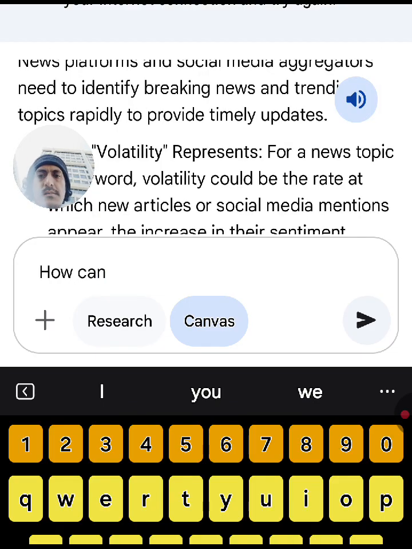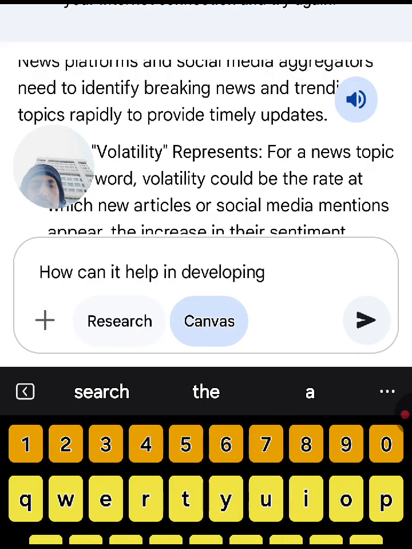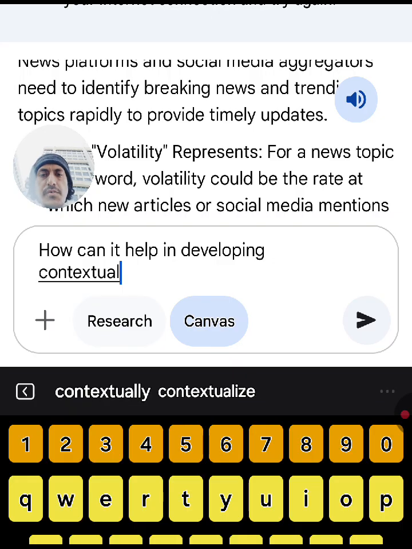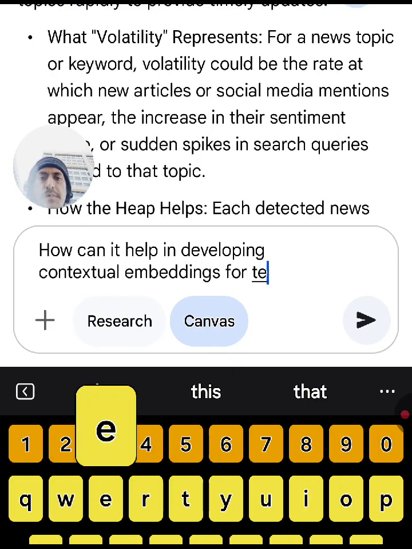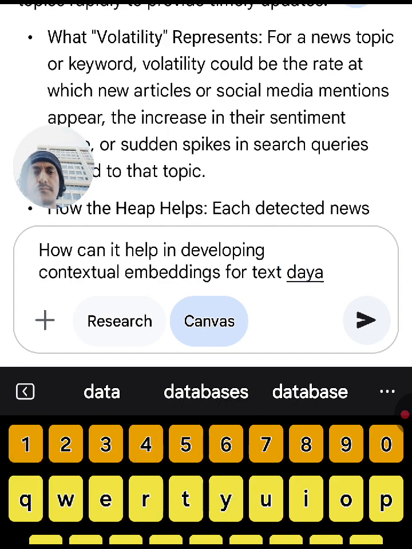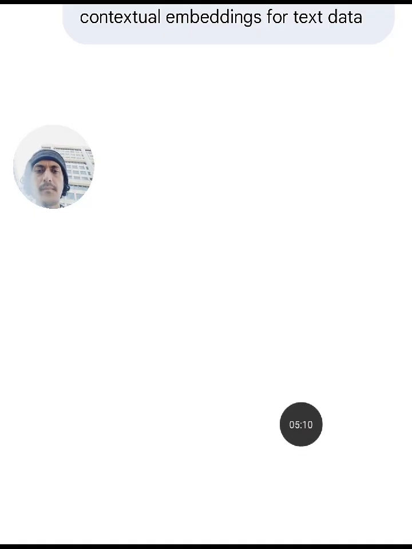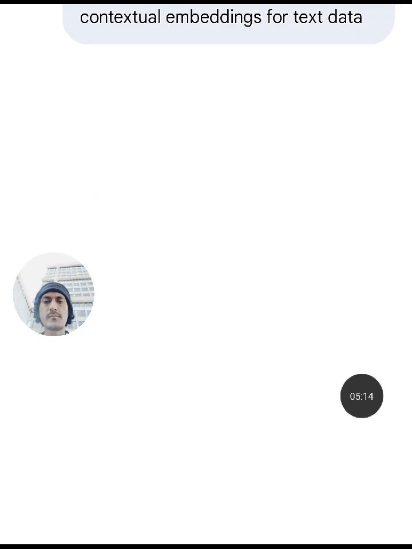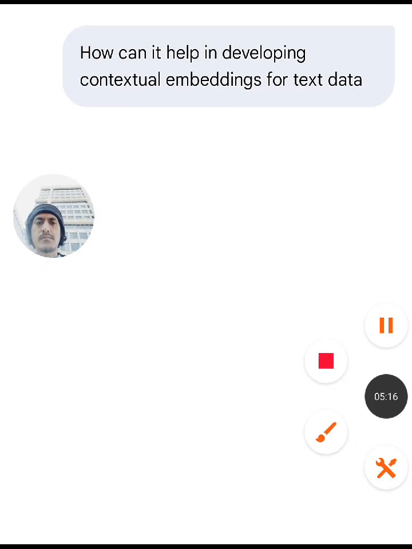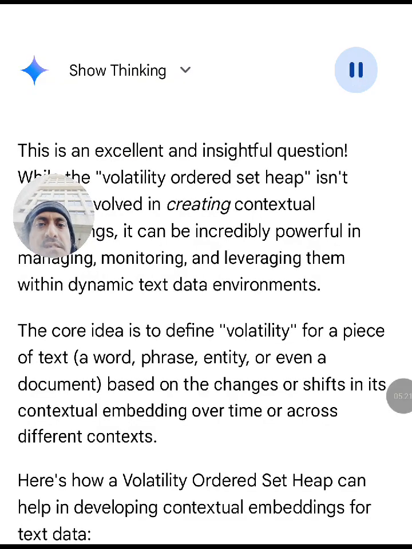How can it help in developing contextual embedding for text data? So, trying to develop... This is an excellent and insightful question.